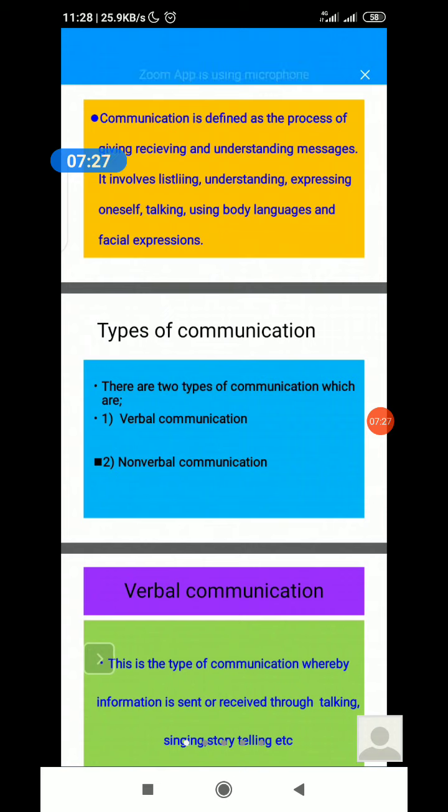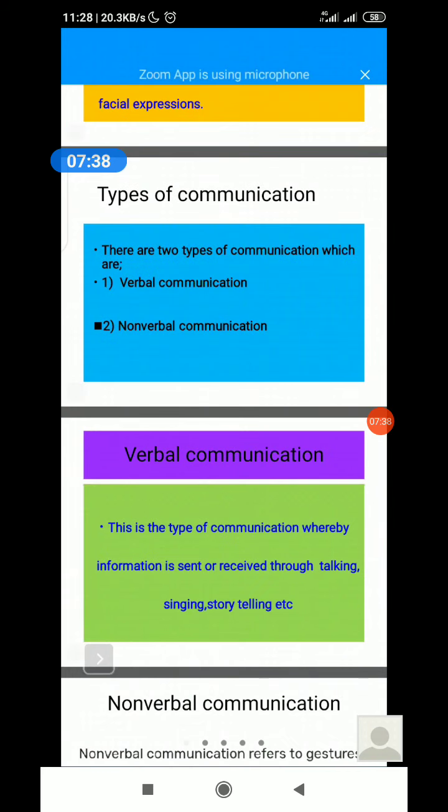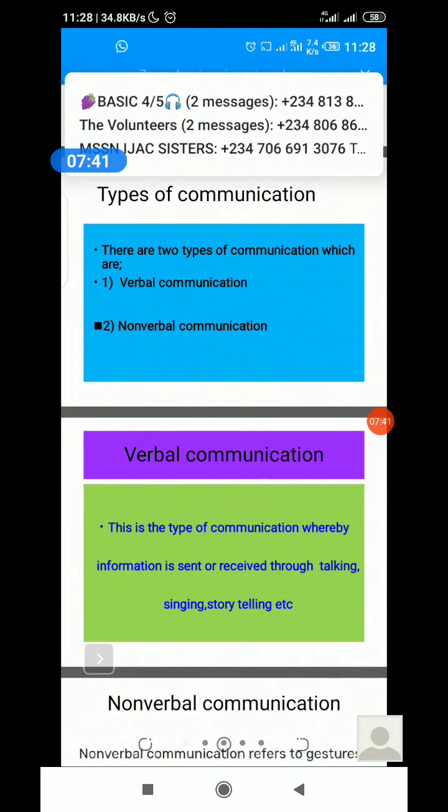Now, what is verbal communication? What is non-verbal communication? Some of you, because I said verbal now, you'll be thinking of your verbal aptitude that you do in your verbal and quantitative. No, that's not it. But what does verbal communication mean?